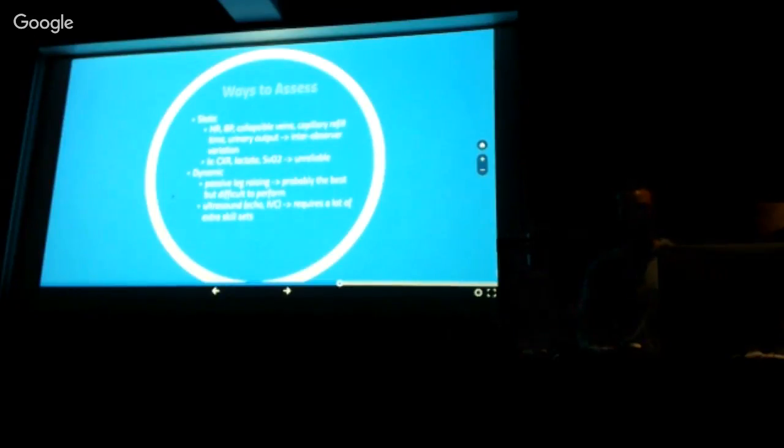So unfortunately that sucks. But one of the other ways you can measure responsiveness is with ultrasound. You can do an echo, have a look at IVC collapsibility. It's pretty difficult to do. There's a lot of variation, you have to be experienced, and there's not a lot of evidence currently to support it. So unfortunately, it doesn't really work.